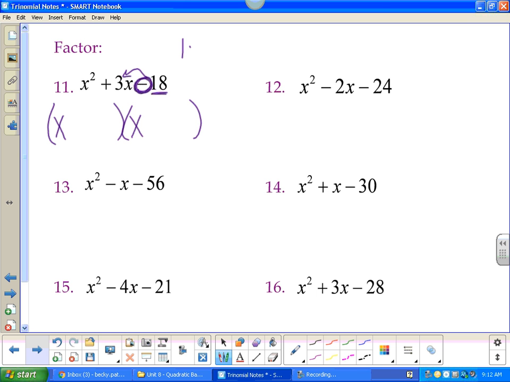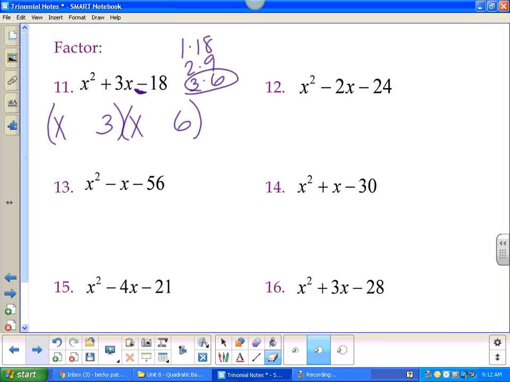So factors of 18: 1 times 18, 2 times 9, 3 times 6. I want the pair that will subtract to give me a 3. Well, that's 3 and 6. I notice I haven't put any signs in here yet. When your second sign is a minus, your signs inside your parentheses will be different. So when I ask if they're the same or different, you look at this second sign, and if it's a minus, these two signs will be different. One's going to be positive, one's going to be negative.